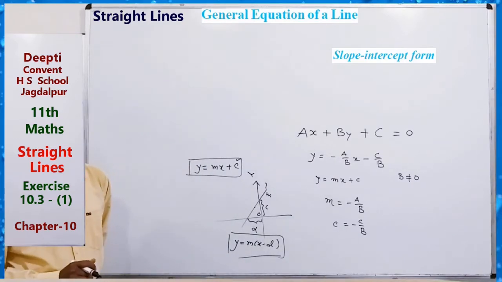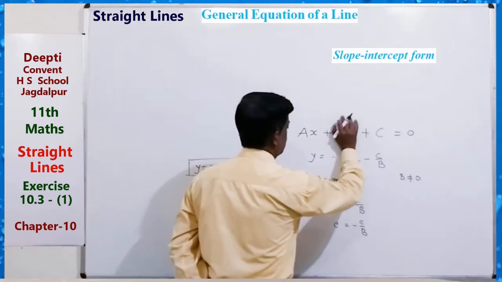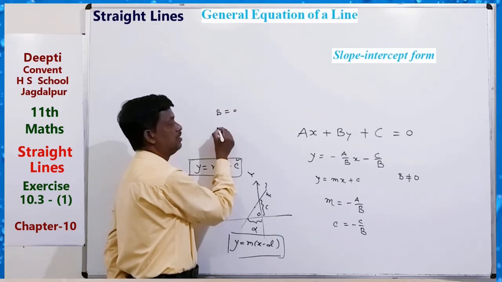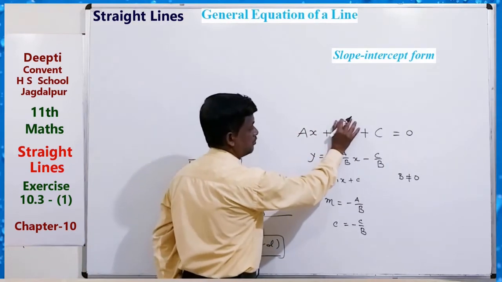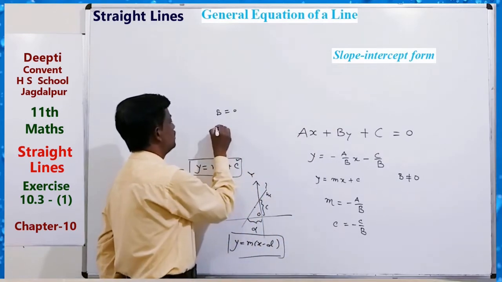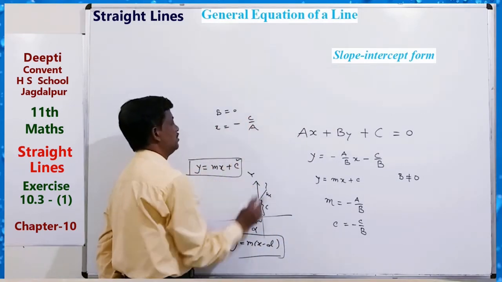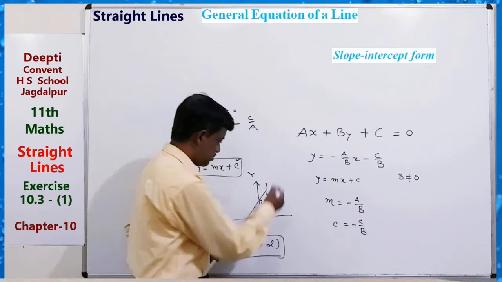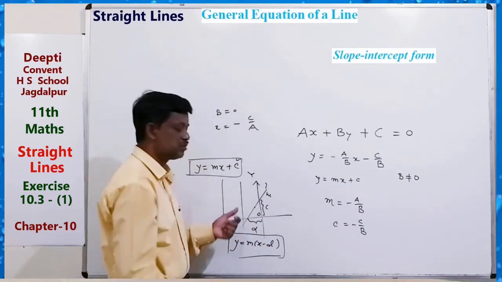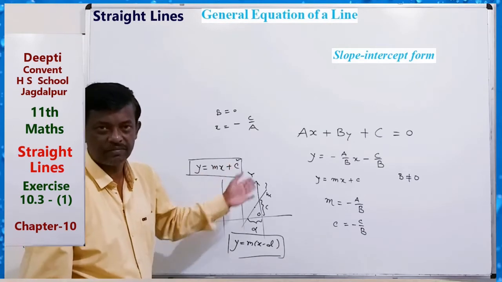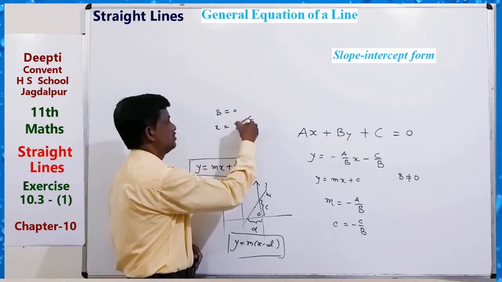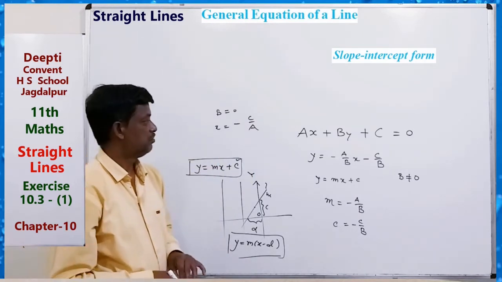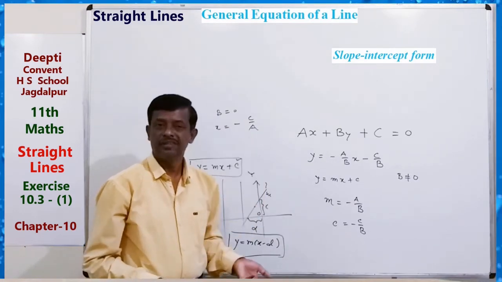If b is equal to 0, that is, this term is not present, then we can write x equals minus c by a. x equals minus c by a. This is a vertical line, x equal to some constant. For this type of line, the slope is not defined, and the x intercept is this. So we can find the x intercept and slope by writing the equation either in this form or in this form directly.